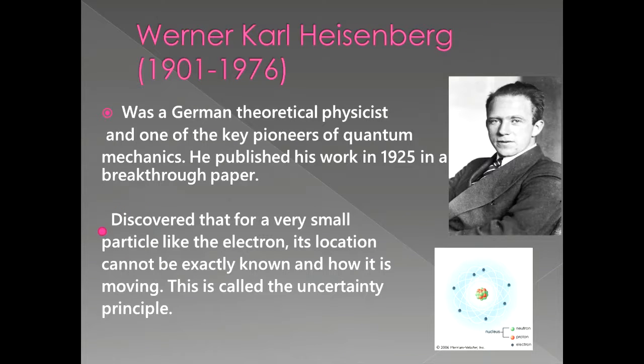Werner Karl Heisenberg was a German theoretical physicist and one of the key pioneers of quantum mechanics. He published his work in 1925 in a breakthrough paper. He discovered that for a very small particle like the electron, its location cannot be exactly known, and neither can how it is moving. This is called the uncertainty principle.